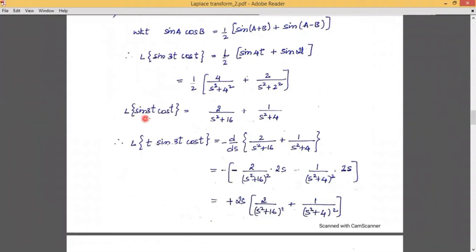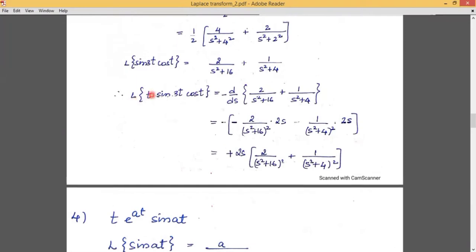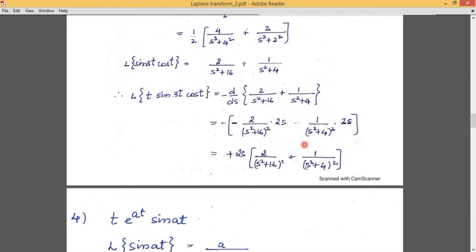So Laplace transform of sin 3t cos t is 2 by s square plus 16 plus 1 by s square plus 4. I have taken this half inside. So it looks like this. And finally Laplace transform of t sin 3t cos t will be minus into derivative of this. Here also I have just used the quotient rule. Okay, so this is the final answer.